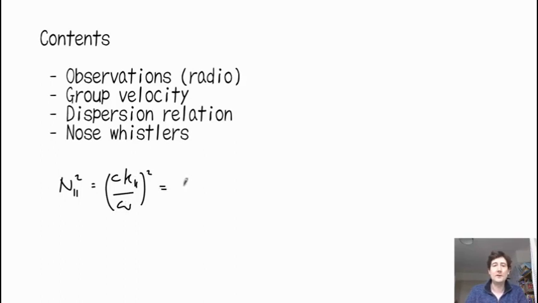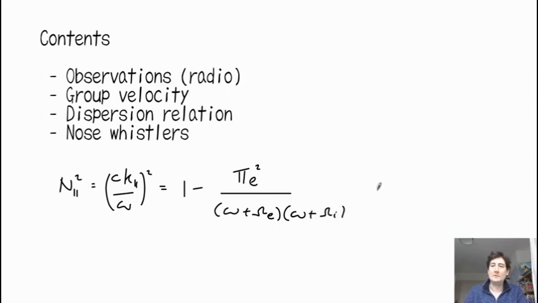For a right-handed wave, this is approximately given by this expression, where pi e is the electron plasma frequency, and then we have the frequency of the wave, the frequency of the electron cyclotron and the frequency of the ion cyclotron wave, omega I here. Here omega e is negative, so it's minus e B over the electron mass. Note this is less than 0. And omega I is the ion cyclotron frequency, so it's e B over m i, with a Z here if there's a charge bigger than 1.